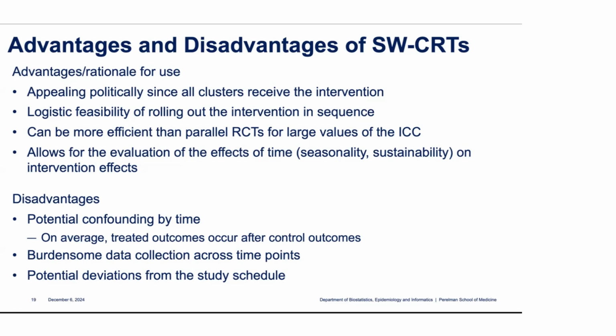A big disadvantage, however, is potential confounding by time and potential secular trends, as with any type of crossover or pre-post design. On average, treated outcomes occur after control outcomes. And so if that coincides with secular trends, then we could get biased estimates of our intervention effects. There's also burdensome data collection because we're collecting so much data from all of these sites across time. And then the biggest challenge that we've run into is potential deviations from the study schedule that undermine the potential benefits of the randomized starts.